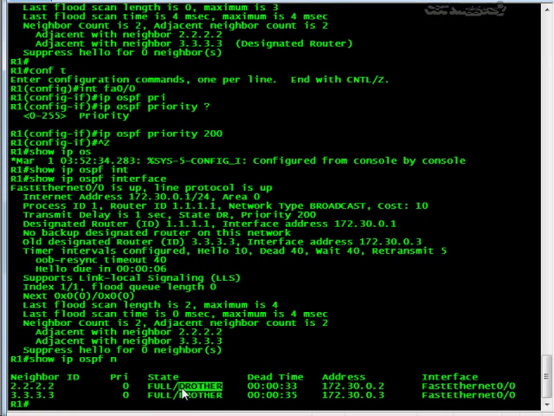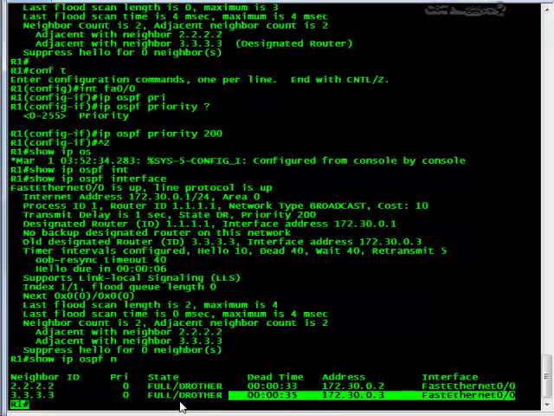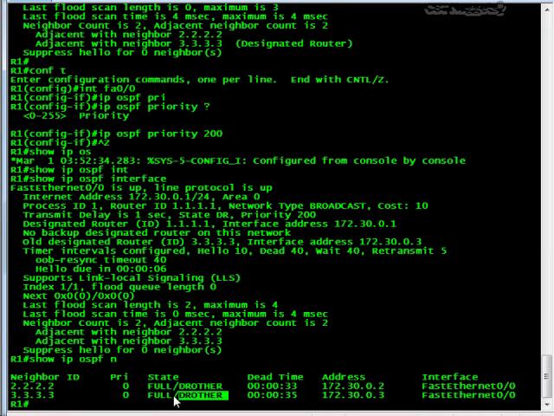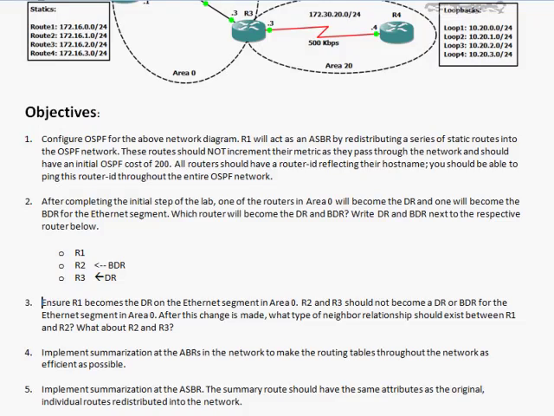And look, take a look here. This guy is now DR other, DR other. So you can see right now that router 1 is the only DR in the segment. By setting the priority to 0, they have now revoked their BDR capabilities. So router 1 is the only DR on the segment. So let's go back to the question.